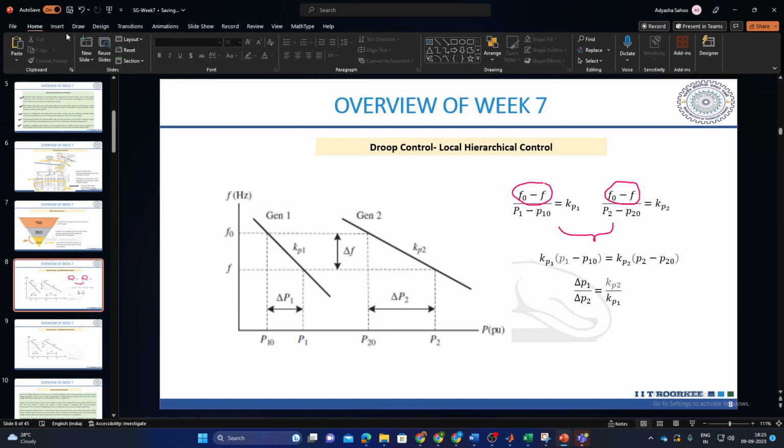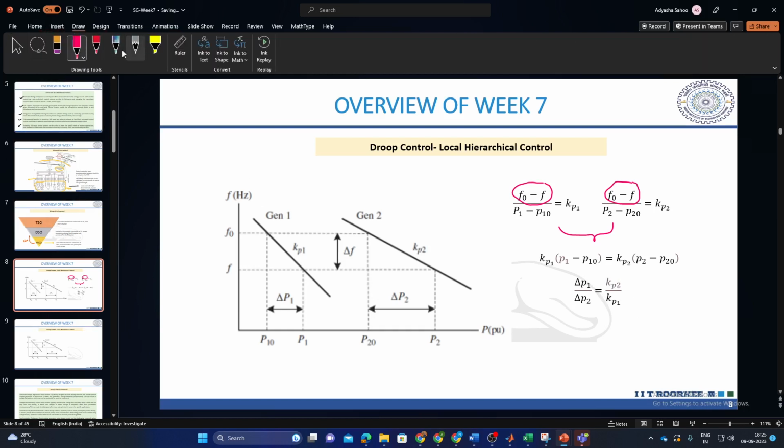Right, this is one relation we had seen in the lecture. So the power that they will be sharing, basically this ratio delta P1 to delta P2, depends upon the coefficients Kp1 and Kp2. So basically we can say this delta P1 plus delta P2 should be the new load demand, PL dash.